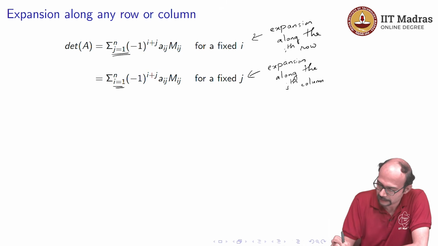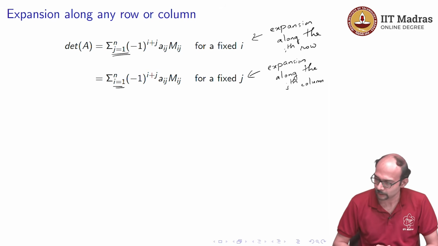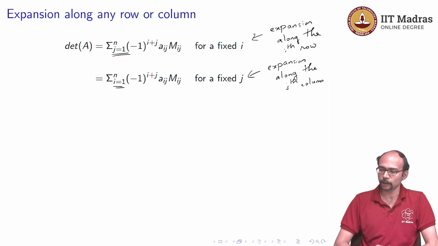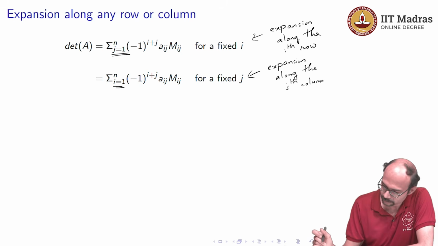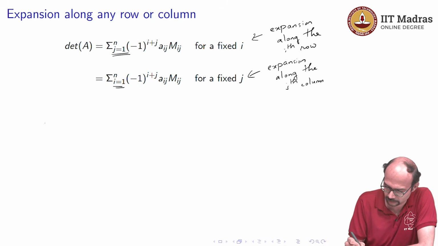Here i is varying and j is fixed. So, that is expansion along the jth column. So maybe let's do an explicit expression. Let's write down one explicit expression here.